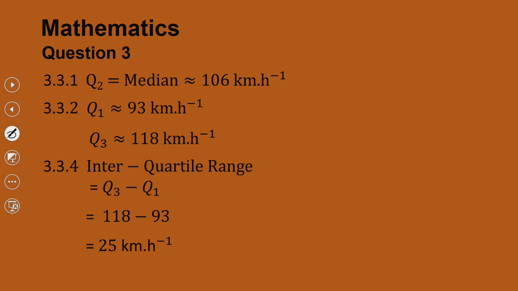Now we must be able to find the interquartile range. How do we calculate the interquartile range? We say Q3 minus Q1. Remember, we found Q3 to be 118 kilometers per hour, so there is 118. We found Q1 to be 93 kilometers per hour, and therefore we subtract 93. 118 subtract 93 will give you 25 kilometers per hour.